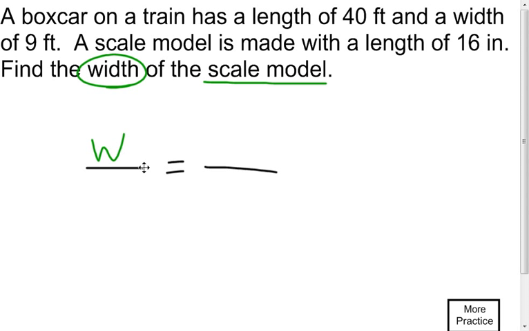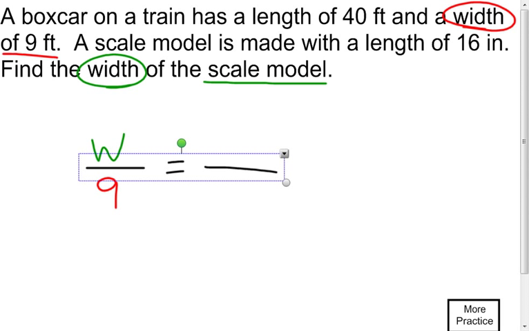Then I need to find the width of the actual boxcar. Notice it tells me the width of the boxcar is 9 feet. I'm going to put those two things together. Those would be the corresponding sides of the boxcar and its model. Now in my next ratio, I'm going to have to deal with the lengths. Being I started with the model in the numerator, I'm going to have to put the model in the numerator for the length.